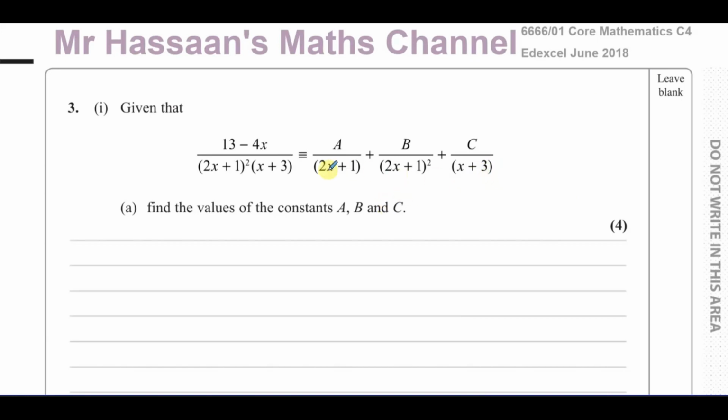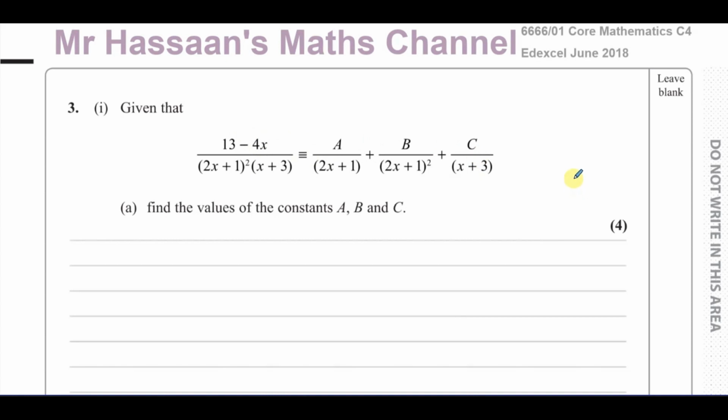Now, one of the factors is a bit weird because it's a repeated factor. Repeated factors split up in this particular way. You have a constant over the factor plus another constant over the factor squared. And then this is a normal factor, just a constant over that factor. We only deal with these linear types of factors. The only thing we have is sometimes a repeated linear factor like this. So if they hadn't given us that, we should know how to split it up in this form.